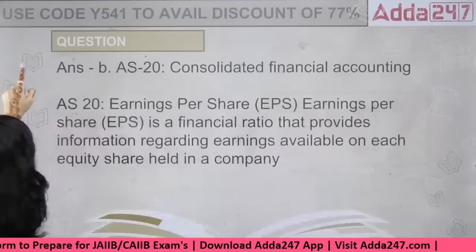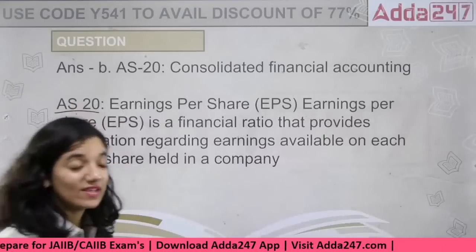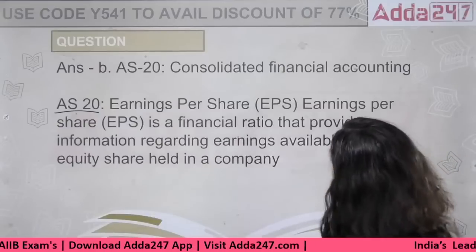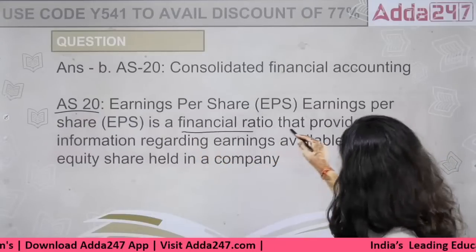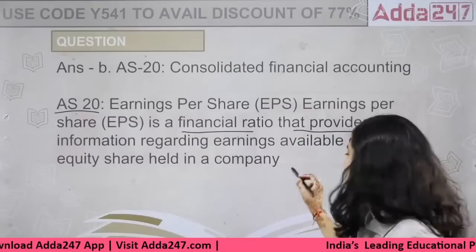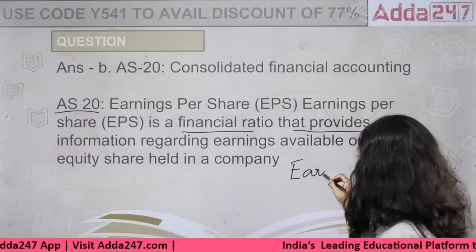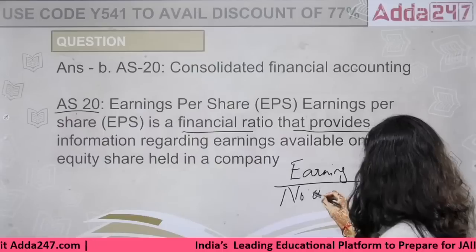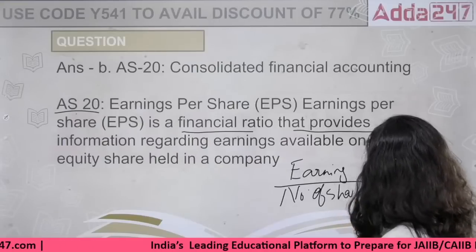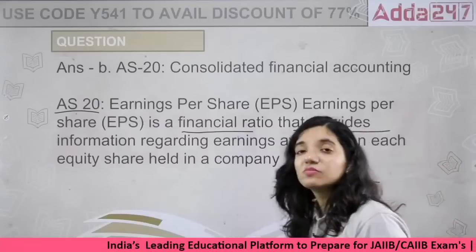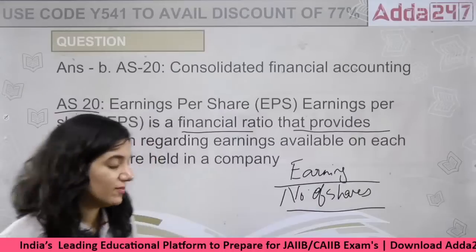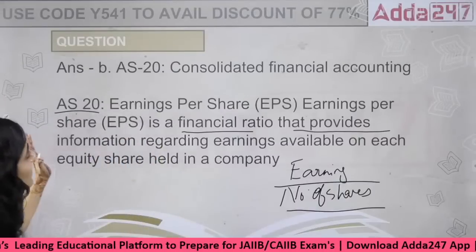AS 20, why? Because AS 20 is EPS. Whatever money you earn in an organization per share is the financial ratio earning per share. That is the earning of the organization divided by the number of shares in a company. Whatever earning is made per share is called earning per share. So it's an important area to look forward to. The correct answer is B.